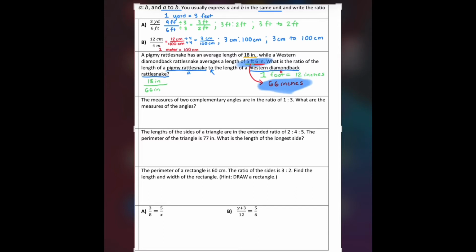And then we're going to reduce that fraction by looking for its greatest common factor, which is 6, which gives me 3 inches over 11 inches. And then we can write it out in other forms, like 3 inches colon 11 inches, or we can write 3 colon 11 and then write inches at the end.